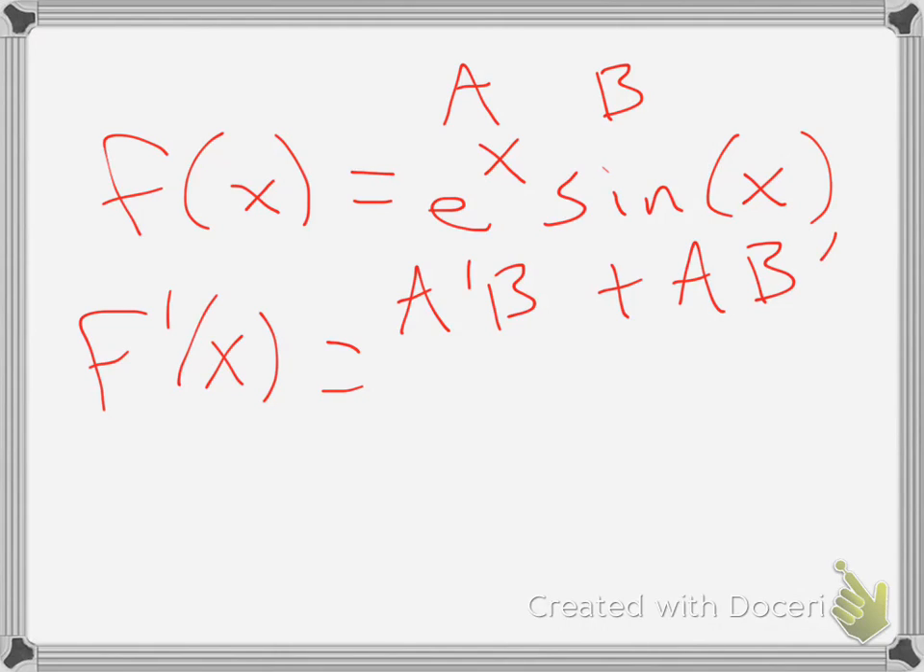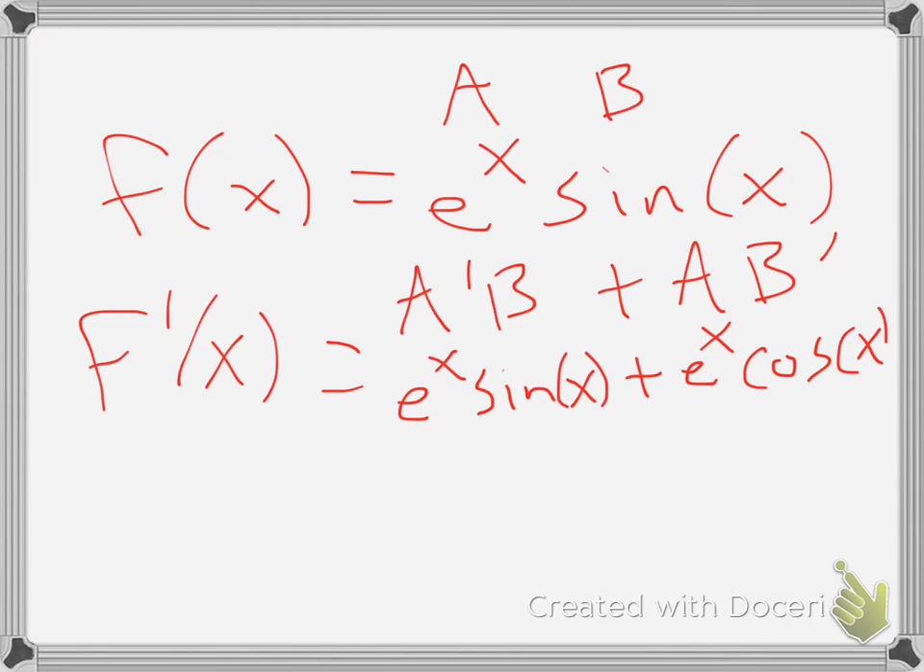So e to the x's derivative is e to the x, so it doesn't look like you did much there. Sine of x stays, and of course a was e to the x, but sine of x has derivative cosine x. And that's it for problem 1.